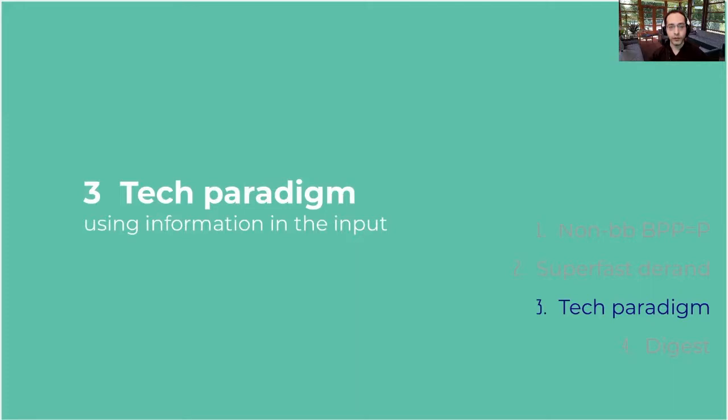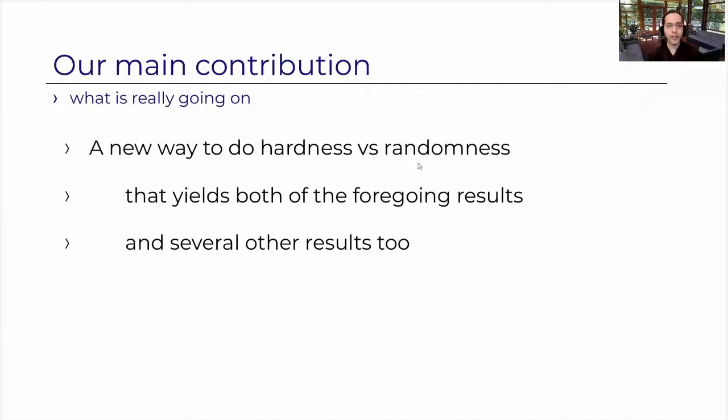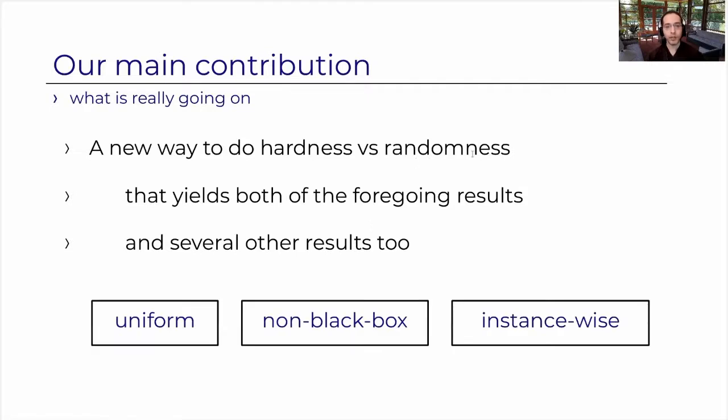Those were the two main results in the paper, and as I said, there's a bunch of other results, but I want to move now to speak about the new paradigm that underlies this result. So what is really going on here is that there is a new way to do hardness versus randomness that yields these results and yields the other ones too. And this is the way that has these adjectives in the paper's title: uniform, non-black box, and instance-wise.